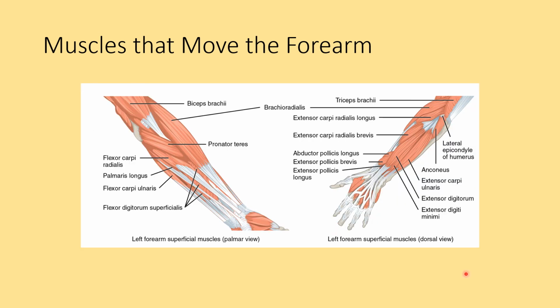Now the forearm. Now we're getting into more and more muscles. So here's the bottom of the biceps brachii right here. We saw a little bit of the brachialis before. Here's the brachioradialis. So now that's going to be further down. The pronator teres, the flexor carpi radialis.